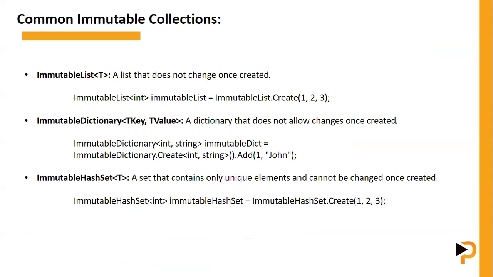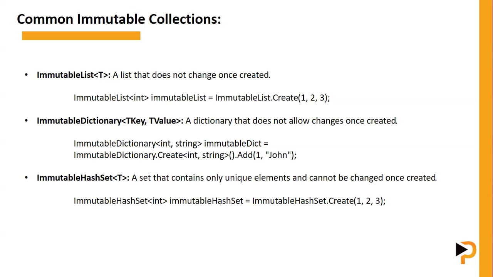Now, immutable list, immutable dictionary, immutable hash set. The basic functionality of list, dictionary, and hash set is the same. A list should be a list of a particular type, but once we have created this particular list, you can't edit it, you can't change it. It will be the constant one, the final one. You can't edit and manipulate the list. That is the immutable list. Again, the same with dictionary, a key and value pair. You can't modify it. It's a dictionary that does not allow changes once created.